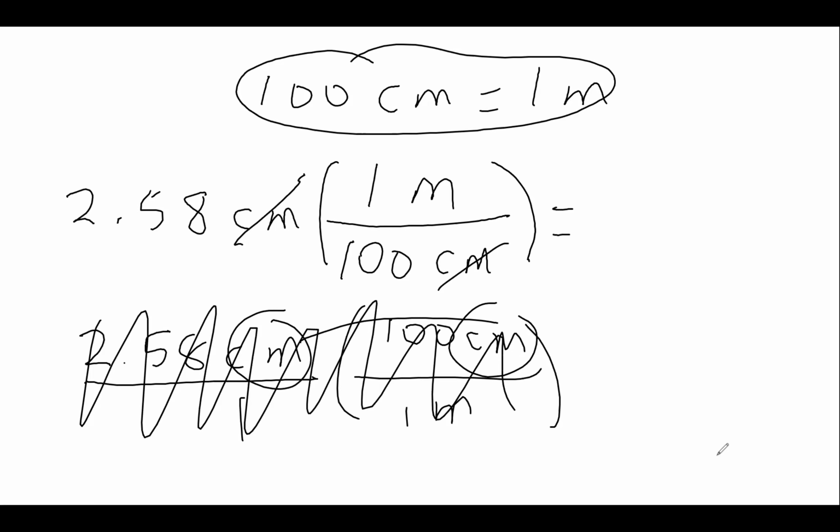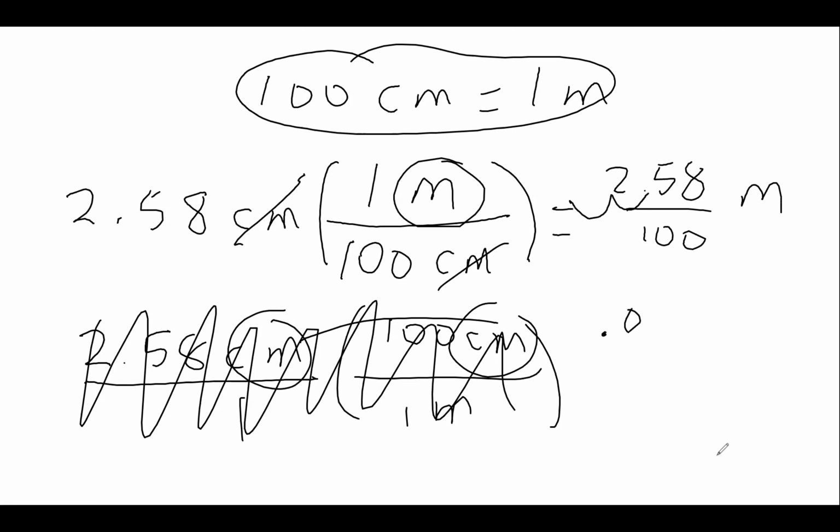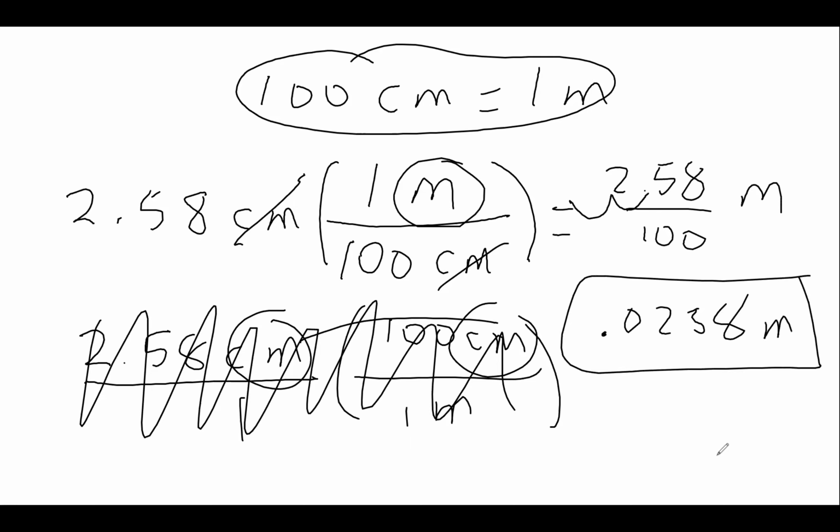All right, so we do that. And now what we're left with is 2.58 divided by 100. And the only units left now are meters, so we go ahead and write that. When we're dividing by 100, we know we move the decimal to the left. So 0.0258 meters. That's our answer, which I fully recognize that many of you could have done in your head.